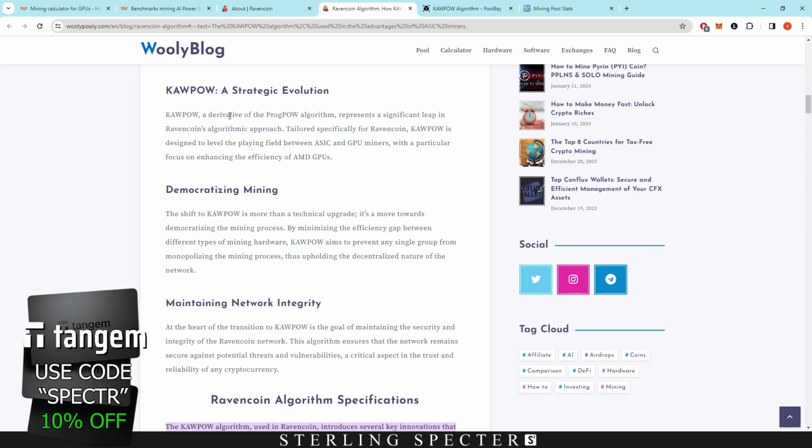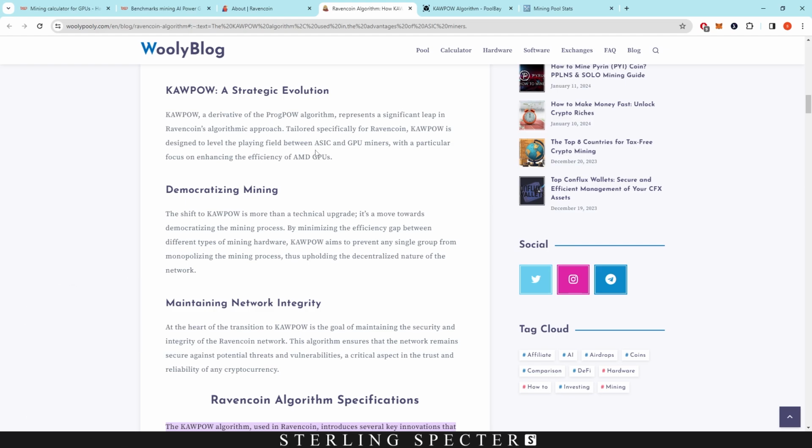So KAWPOW, we all know, is a derivative of the ProgPOW algorithm and represents a significant leap in Ravencoin's algorithmic approach, tailored specifically for Ravencoin, but we're also seeing other coins adopt it right now. It's designed to level the playing field between ASIC and GPU miners, and I just want to highlight this, with a particular focus on enhancing efficiency for AMD GPUs. So whilst they're closing the gap from ASICs to GPUs, they're also closing the gap between GPU miners. Historically, a lot of algorithms would perform better on NVIDIA GPUs, and AMD was slightly falling behind in terms of efficiency until these ProgPOW and KAWPOW algorithms started coming along, and then we had a place for AMD cards to actually start mining.